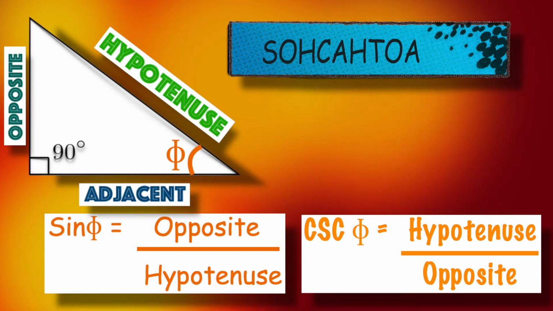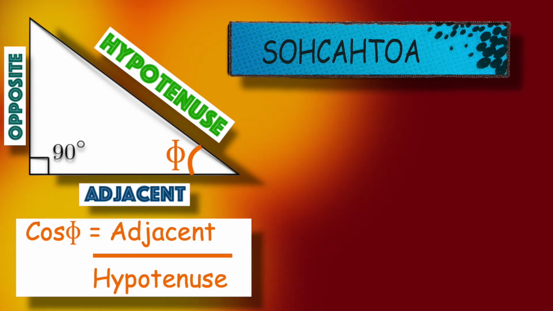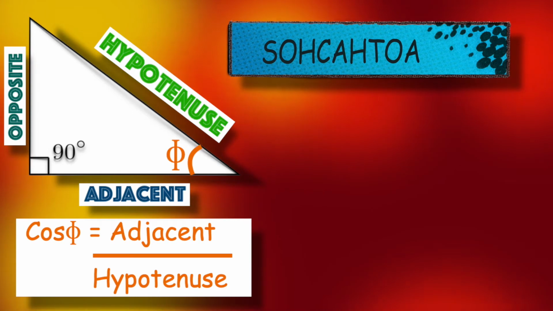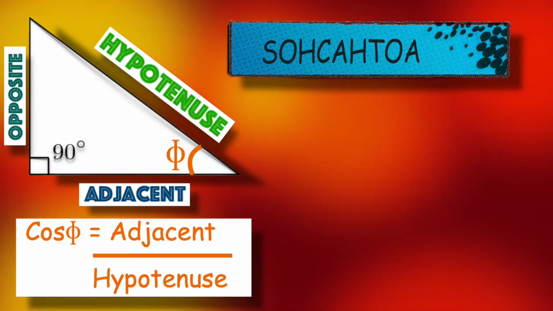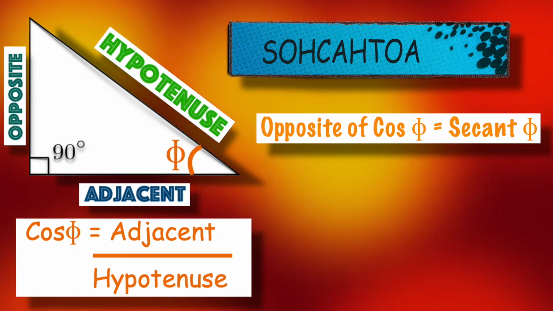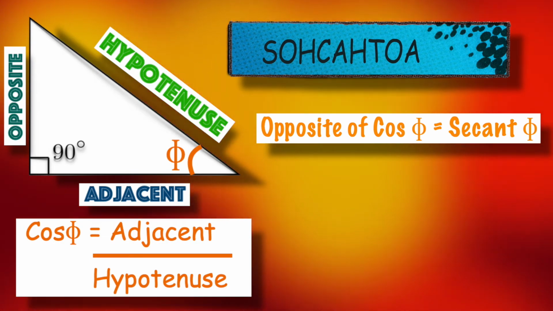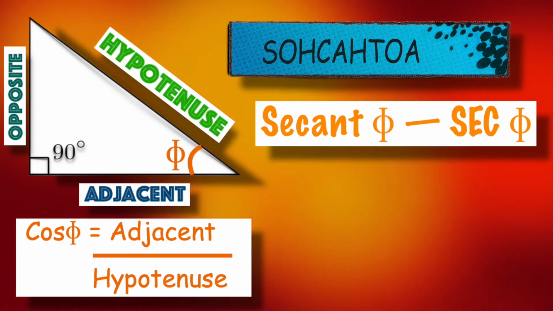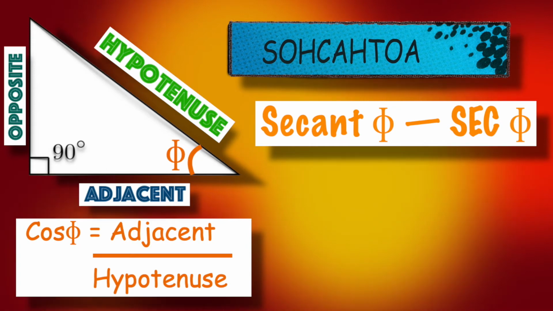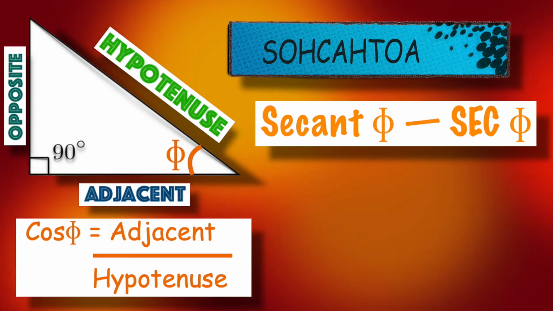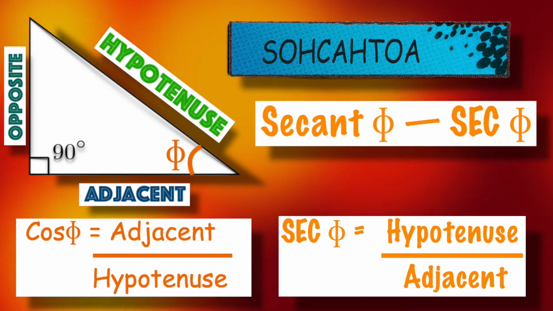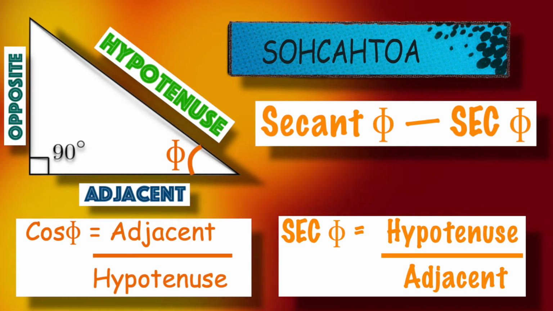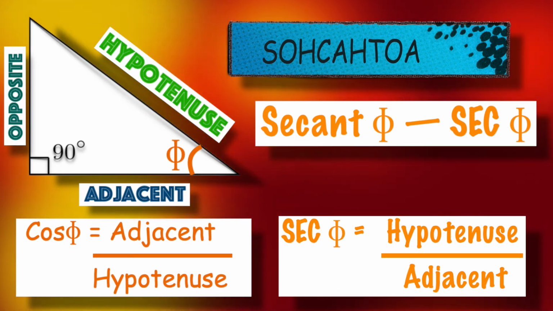Now, what about the reciprocal of the cosine of angle phi? The reciprocal of the cosine of phi is called the secant of phi, or sec phi. The cosine of phi is equal to the adjacent over the hypotenuse. So, the secant of angle phi is equal to the hypotenuse over the adjacent.